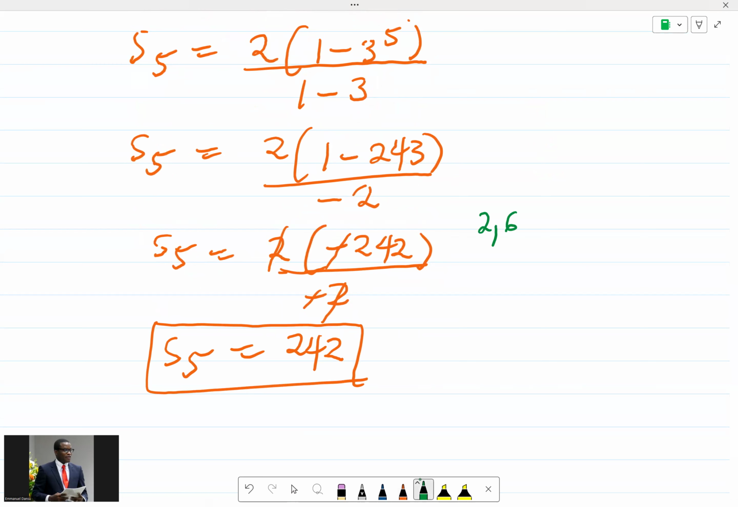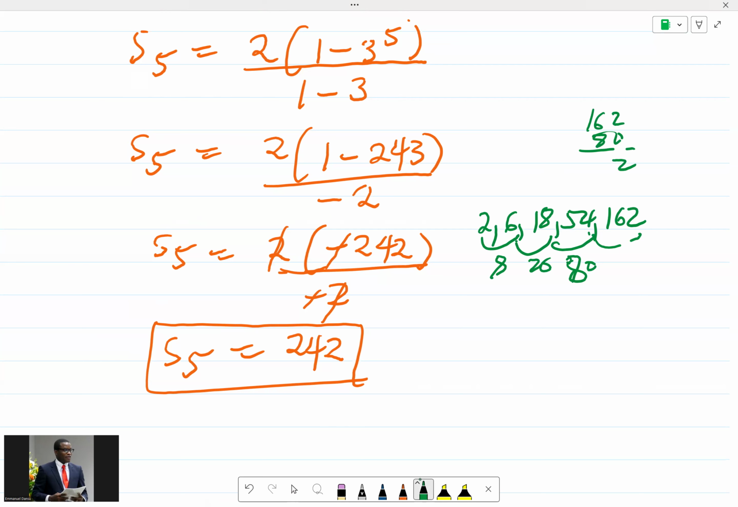So you have 2, 6, 18, 54, 162. Like I was saying, this is 8. This is 8 plus 18, 26. 26 plus 54 is 70. I mean, that's 80. Yeah. 80 plus 162. This is 2. This is 4. And this is 2. So everything is 242. So checked.